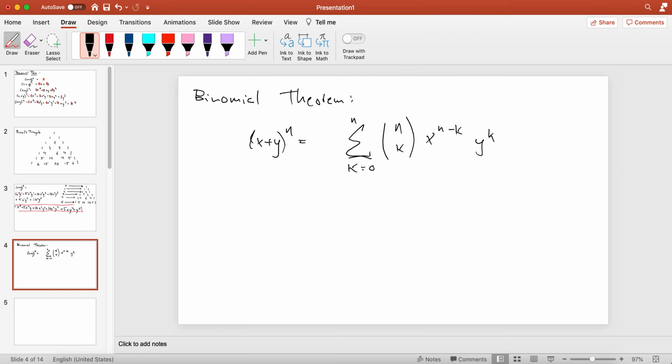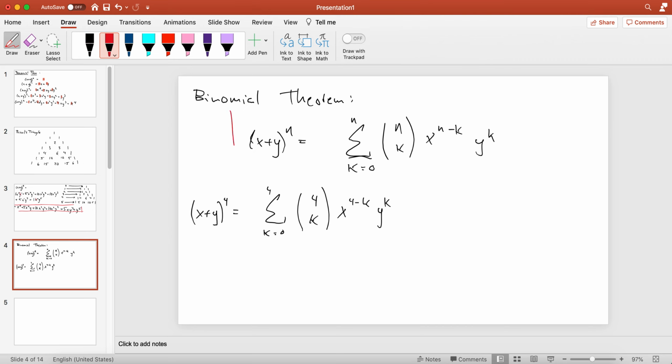Let's do an example. Let's just do an example and you'll see what I mean. So let's just plug in 4. X plus y to the 4th power. Let's say my n is 4 here. So this is saying take the sum from k equals 0 up to 4 of 4 choose k, x to the 4 minus k, y to the k.